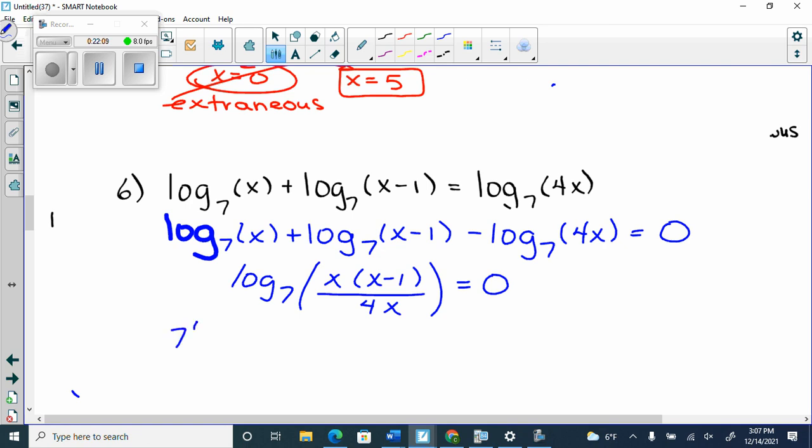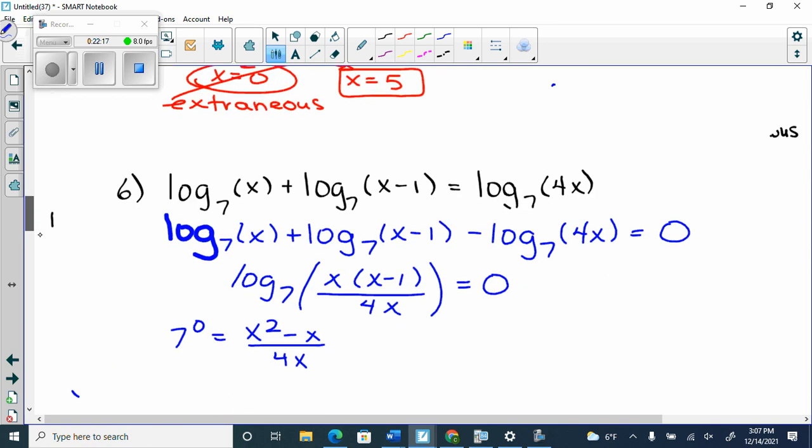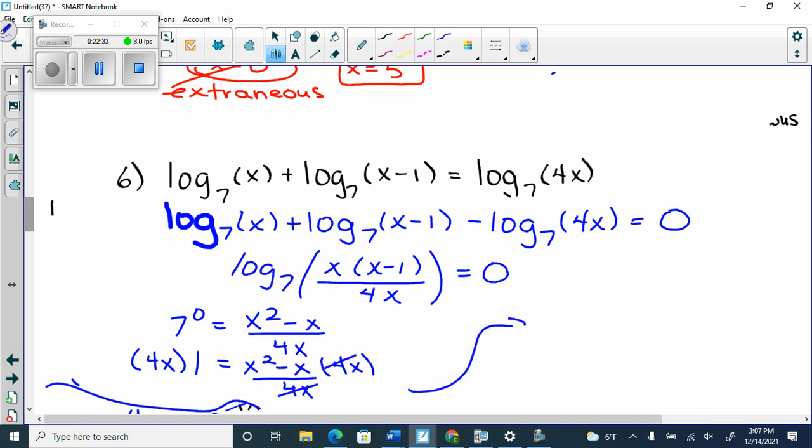So you go 7 to the 0 equals x squared minus x over 4x. What's 7 to the 0? 1. Wow. I have work down there. 1 equals x squared minus x over 4x. And then people stare here for a while. What can I do next, and what do I have to do next? Multiply by 4x. Whenever you have a denominator, and she's gone, now we don't have fractions anymore. We have 4x equals x squared minus x.